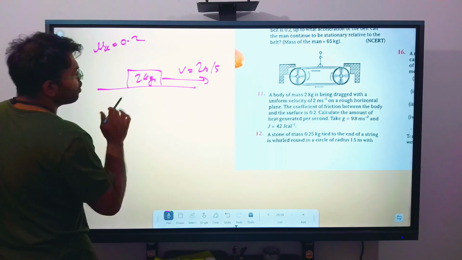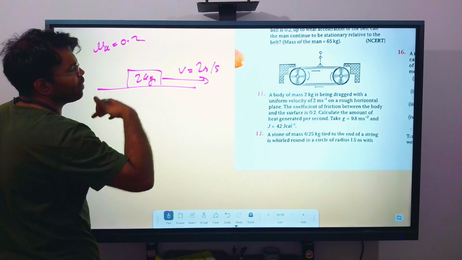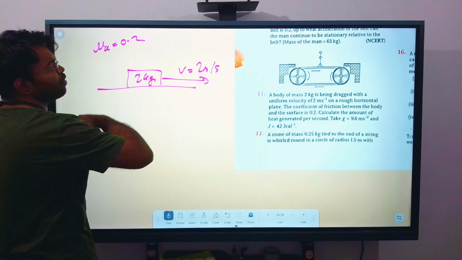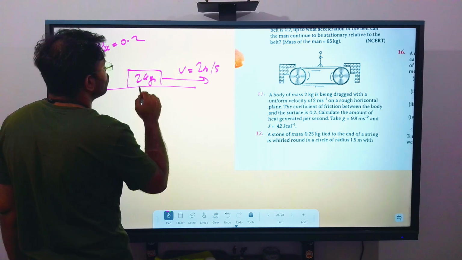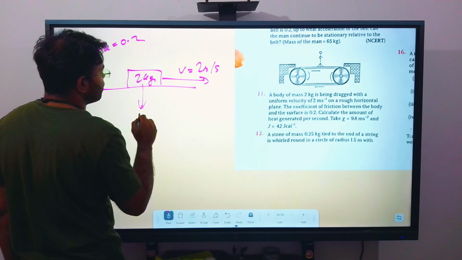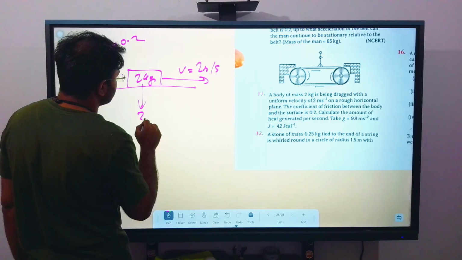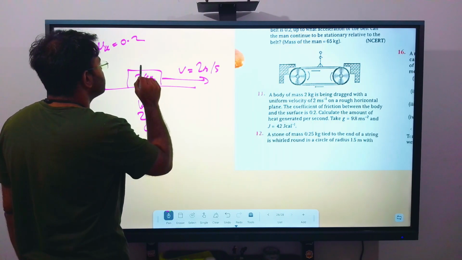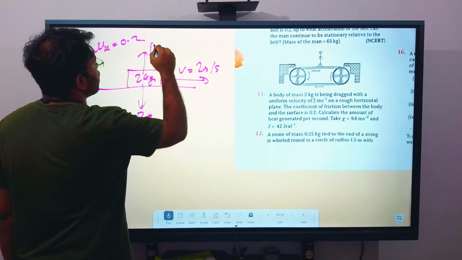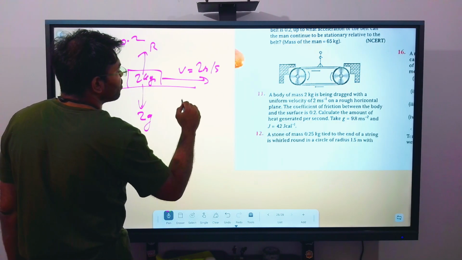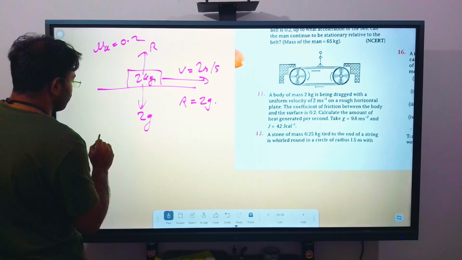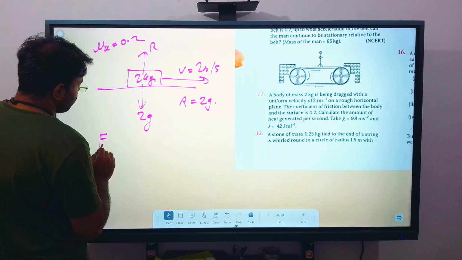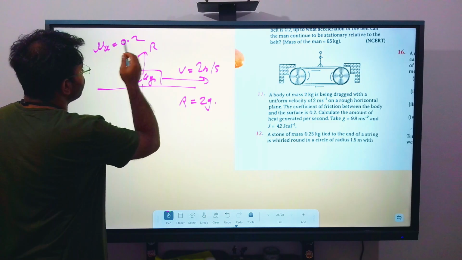So, if it is moving with a constant velocity, the applied force should be equal to the frictional force. Let's understand what the frictional force is. The 2 kg mass acting downwards is 2 g, and therefore the normal reaction R is also 2g, since there is no vertical motion. So friction is equal to how much?